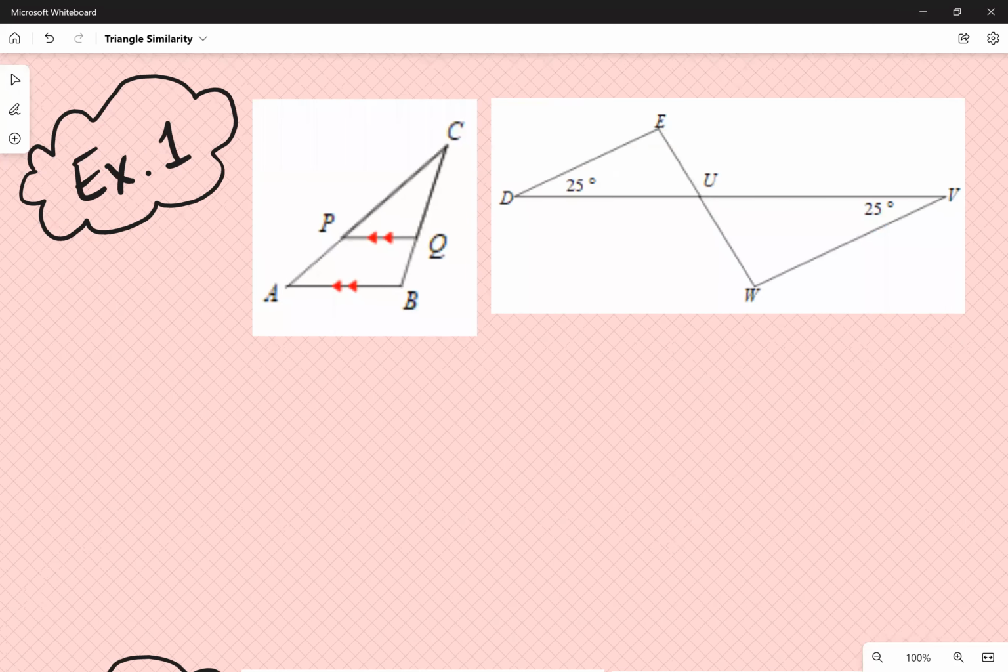For this first figure, I noticed that I have a triangle within a triangle, so it may be easier to take it apart so that you can see it better. If I were to do that, I have CPQ, and I see this symbol that tells me that those sides are parallel to each other. So I have another larger triangle, which is CAB. So C, the angle C is reflexive.